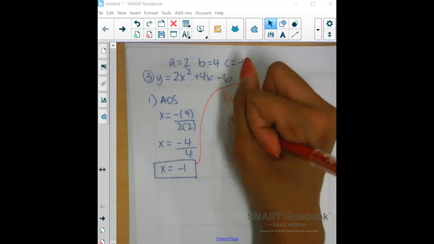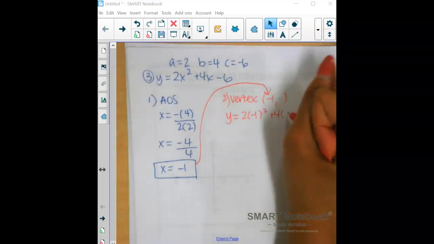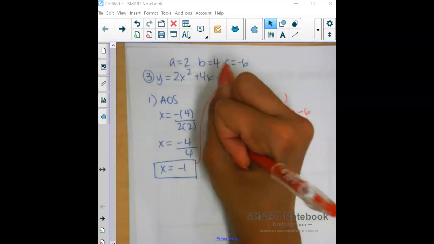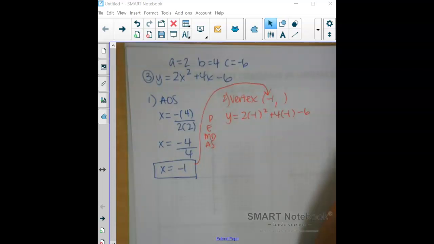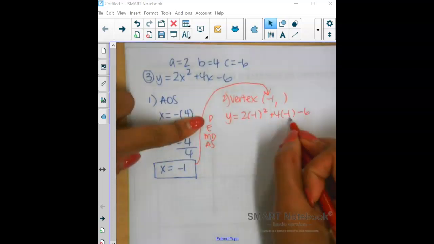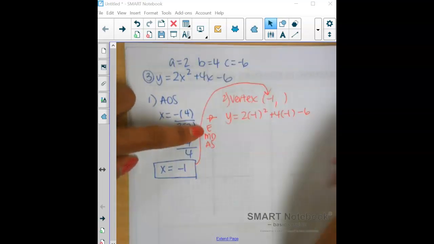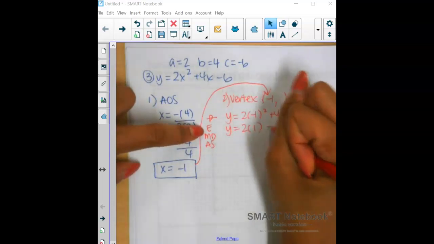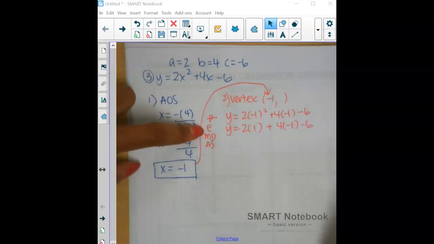Plug it in. We're going to take y equals 2 times negative 1 squared plus 4 times negative 1 minus 6, and we're going to plug it in. I am literally going through, I did this on the last question, I'm using PEMDAS to simplify. P stands for parentheses. There's nothing happening in this parentheses besides that negative 1. E stands for exponents. Let's square this. Y is going to equal 2 times 1. And I just recopy the rest because negative 1 squared is just positive 1.